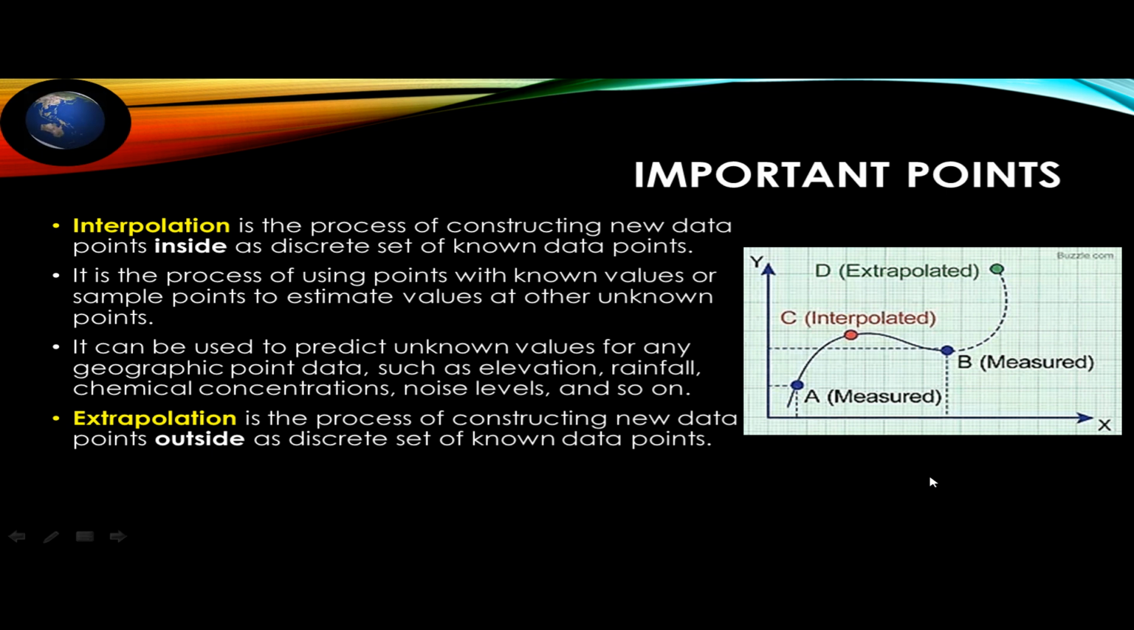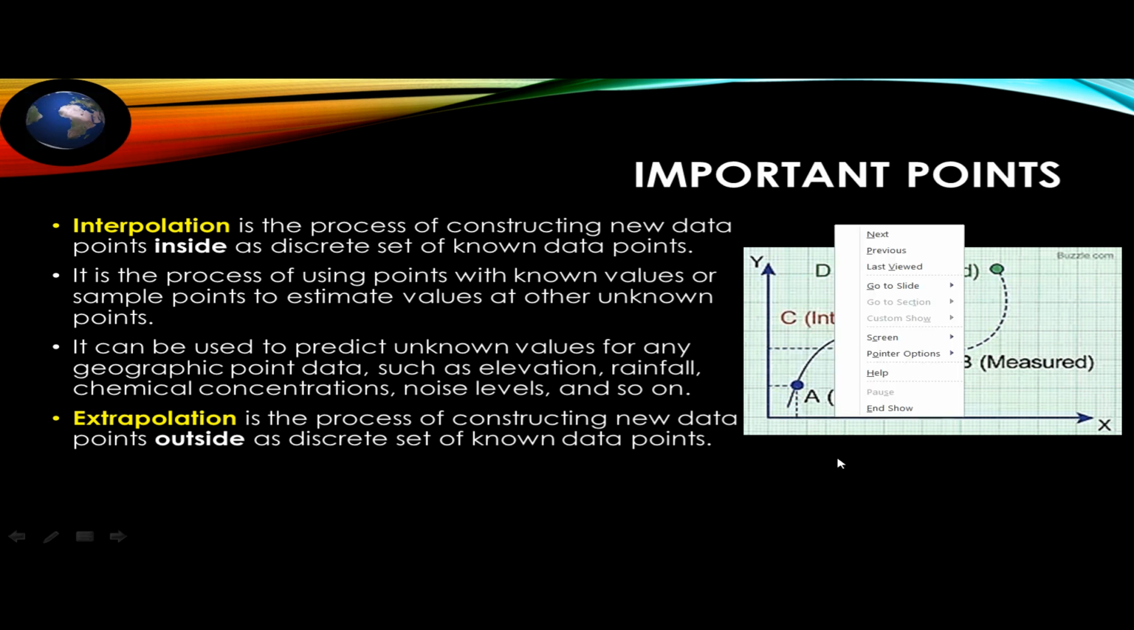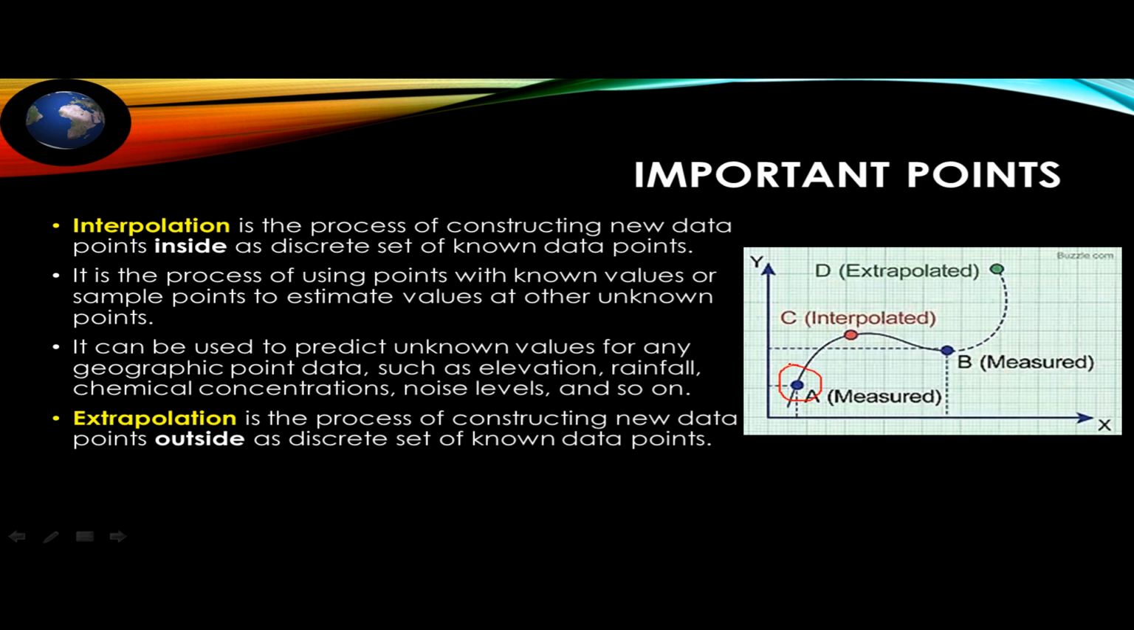So how does interpolation work? Interpolation is the process of constructing new data points inside a discrete set of known data points. If you see here, I have given the example: point A is measured, point B is measured, but in between we do not know what point C will be. So we have to interpolate. This is in between points A and B. But what happens when we need any point outside of this A and B range? This is point D, which is outside.